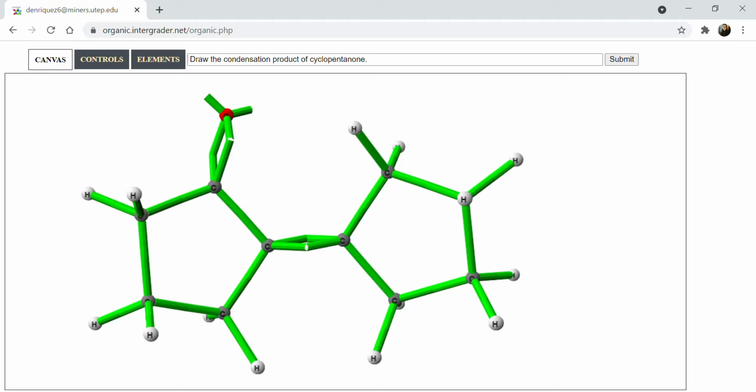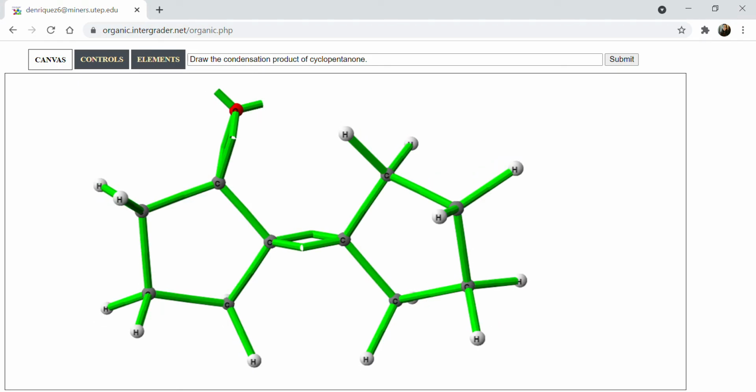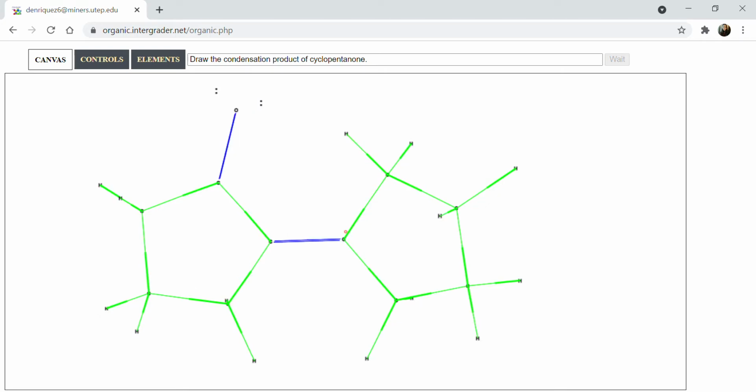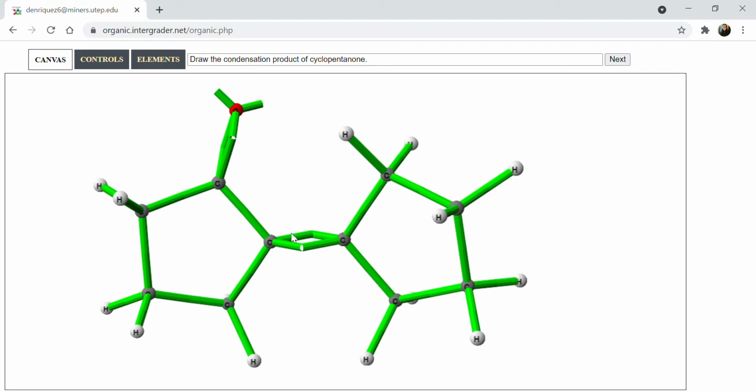I can't do E or Z because there's no E or Z configuration because this is the same. So I'm going to leave it like this and see what happens. So what I just did was remove this double bond and then add it, or the double bond that was there, on the same molecule.